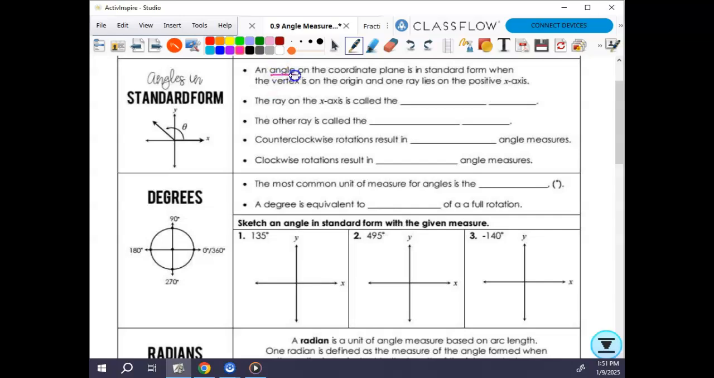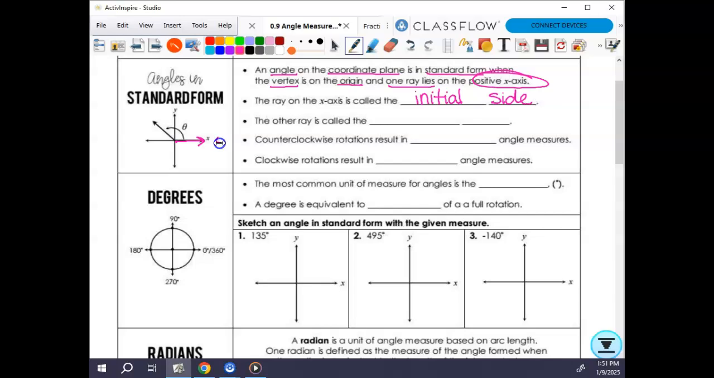So if I have an angle in the coordinate plane in standard form or standard position, that happens when the vertex is on the origin. So my vertex is right here. And one ray lies on the positive x-axis. So that's the positive x-axis right there. That's one side of my angle. Then that ray that's on the x-axis is called the initial side, because it's where we start. Okay, start at the initial side. And then it opens up from there.